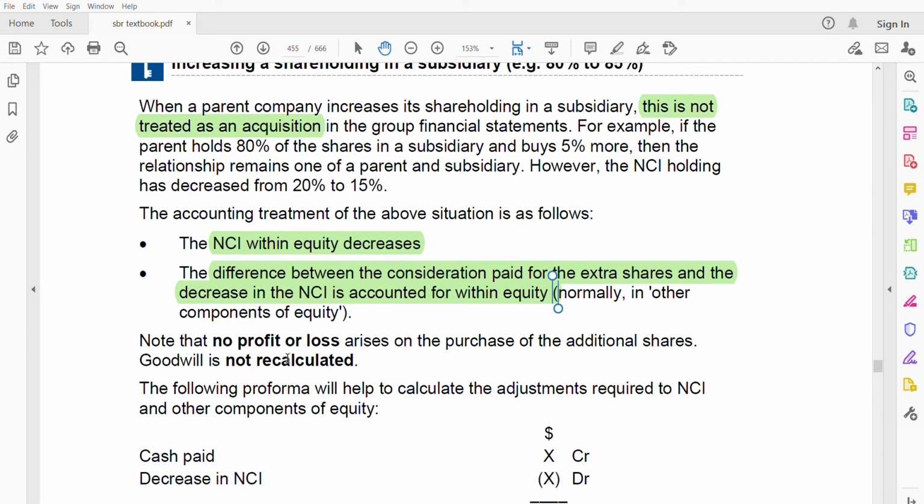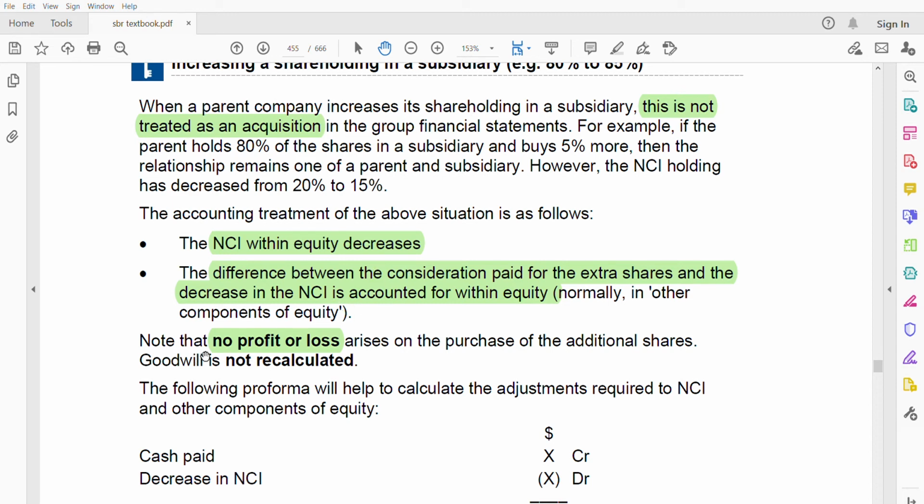Note here, very important, very, very important. When control is retained, that means no control is lost. There is no profit or loss, because you're not selling to another party. Subsidiary remains subsidiary, so no profit or loss. They're in the same group still.